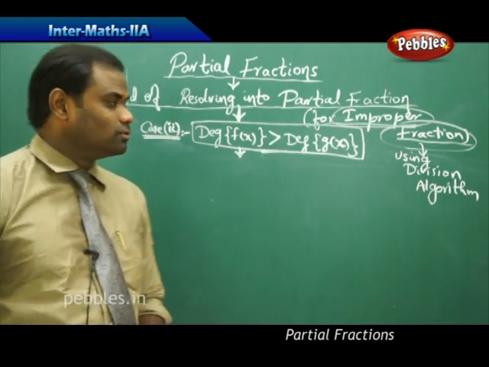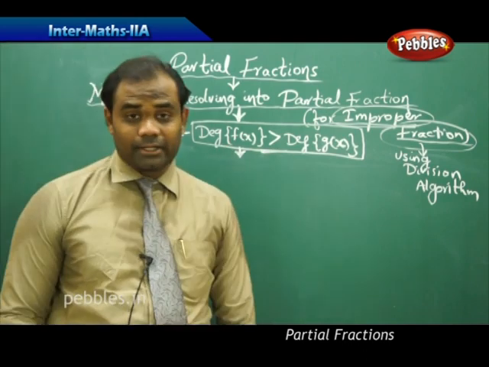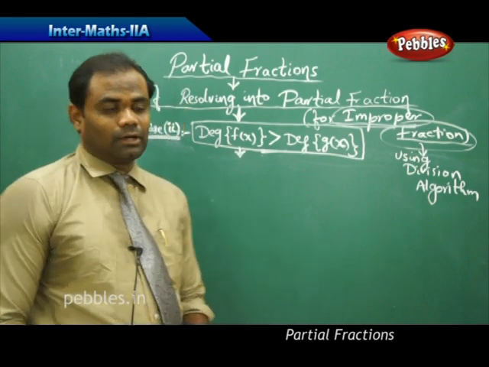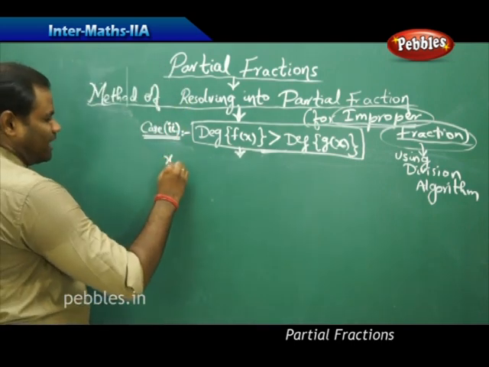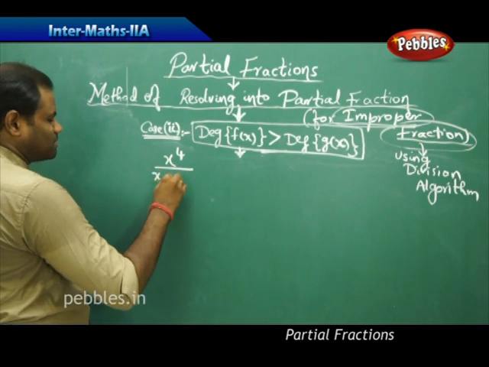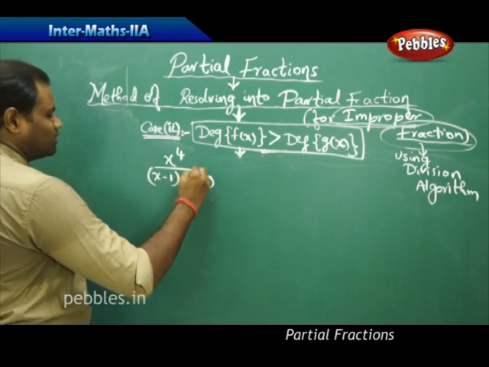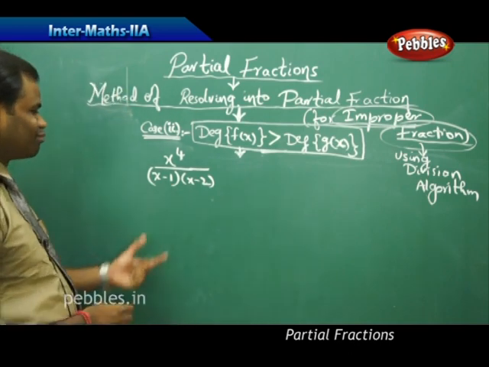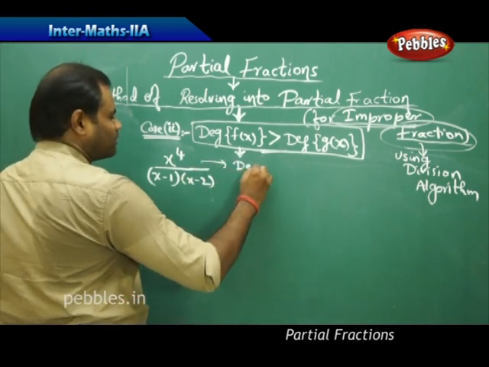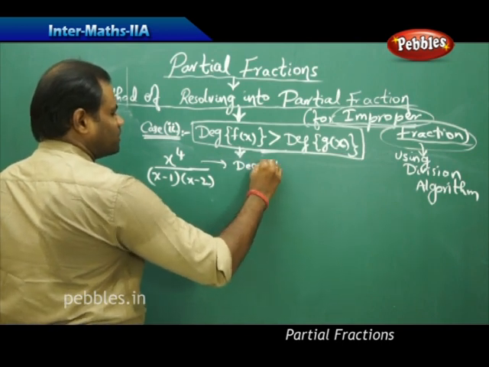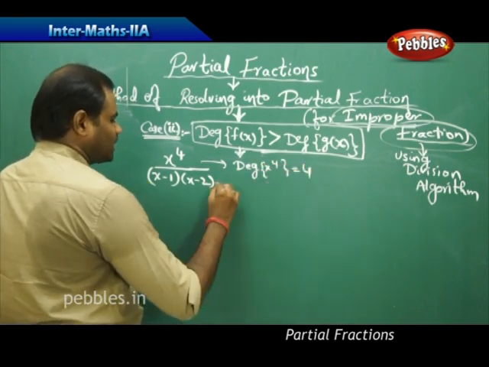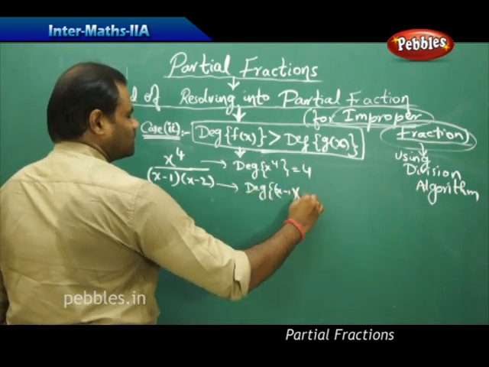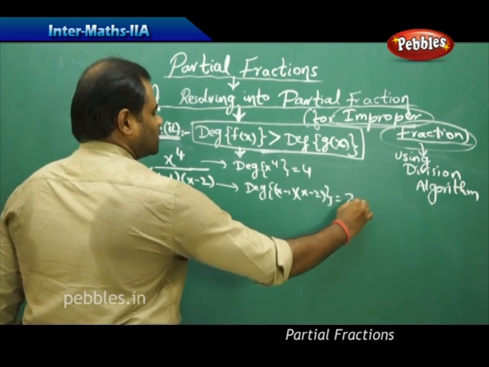Now let's see case 2, where the degree of f of x is greater than the degree of g of x in case of an improper fraction. With an example problem, if I have x power 4 by x minus 1 into x minus 2, which needs to be resolved into partial fractions, then clearly the degree of x power 4, the numerator, is 4, and the degree of the denominator x minus 1 times x minus 2 is 2.